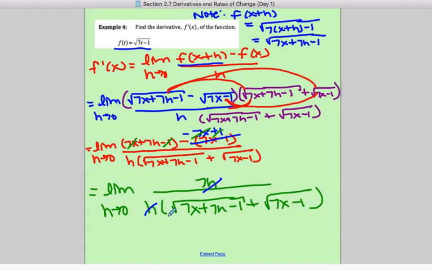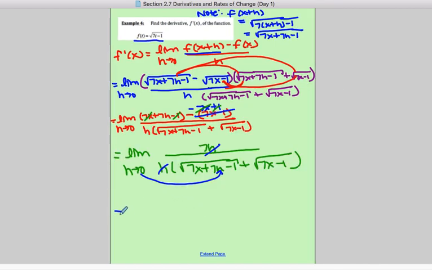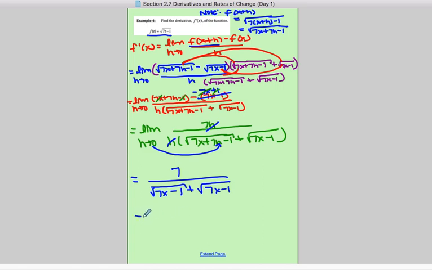And now that I've done that, can I plug in 0 for h? Yes, I can. So I'm plugging it in, so I'm not going to rewrite limit. So I'll have 7 in the top. 7x plus 0 minus 1 will just be the square root of 7x minus 1 plus square root of 7x minus 1. And then if I have the square root of 7x minus 1 plus the square root of 7x minus 1 again, how many square roots of 7x minus 1s do I have? I have 2. So I can write it like this.